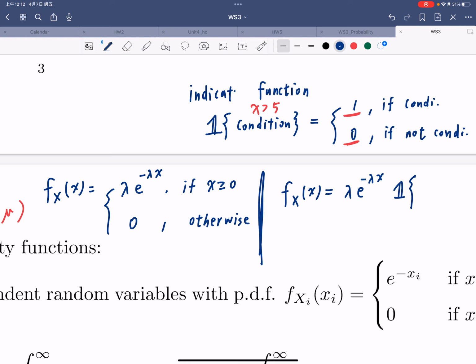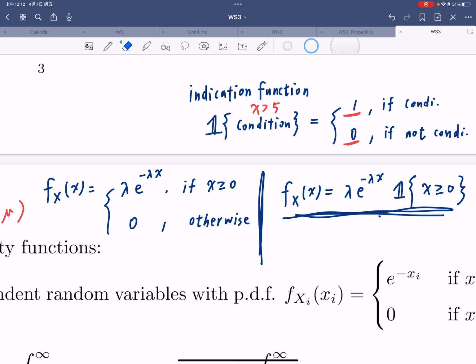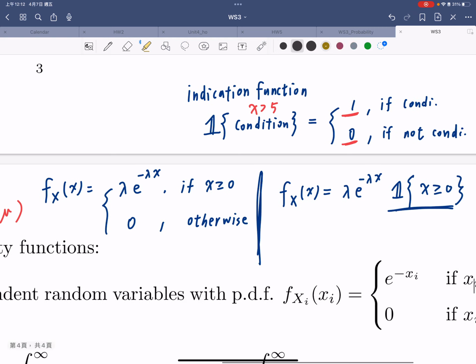Indication. I think it's indication. Okay. Indication that x is greater than 0. So we often write it in this way. You see, if you write this, then you don't need to write otherwise 0, right? It's useful.